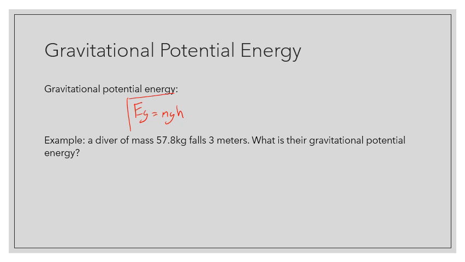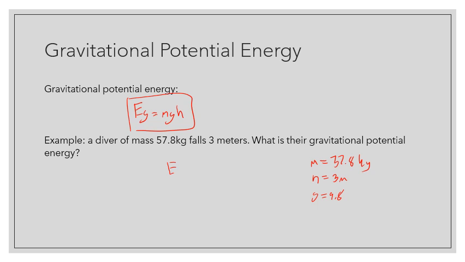So this is an example of a question with gravitational potential energy used in it. So a diver of mass 57.8 kilograms falls 3 meters. What is their gravitational potential energy? So we know that m is equal to 57.8 kilograms, h is equal to 3 meters, and g is 9.8. That is the gravitational constant.